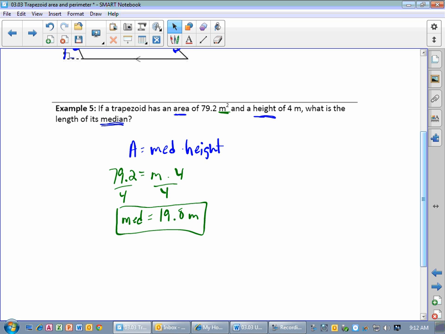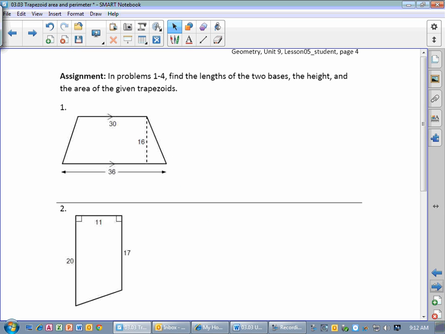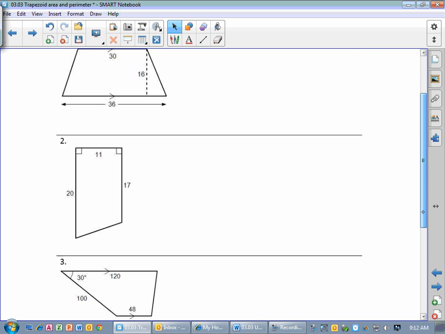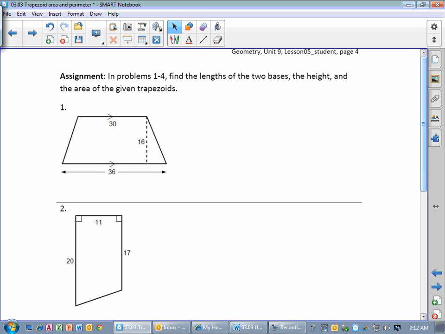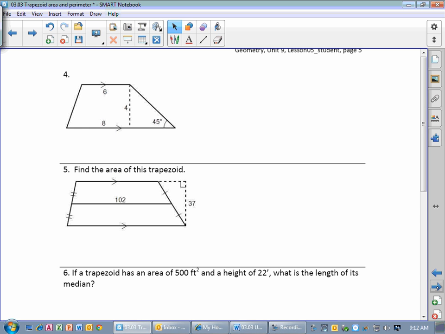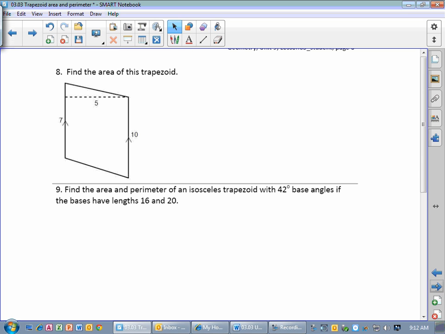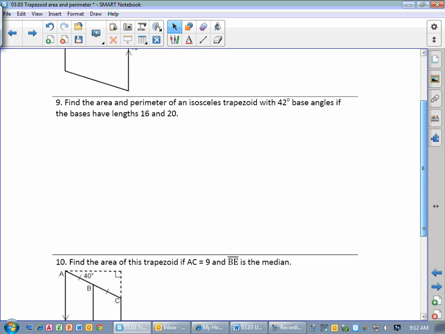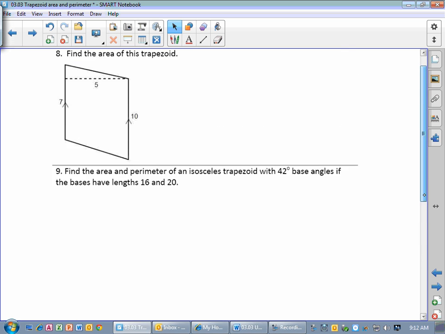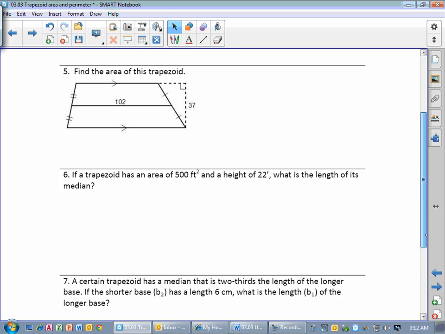All right, so there are 10 problems finding area, perimeter, and so on of a trapezoid. For the first 4, read the instructions. It says find the length of the 2 bases, B1, B2, height, and the area. You're not asked to find the perimeter on the first 4. So don't try to, because there's not enough information given to find it. Once you get to number 9, it asks for perimeter. Only one of these is asking for the perimeter. So don't try to find the perimeter if it doesn't ask for it.